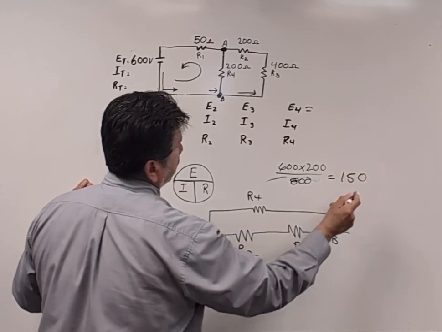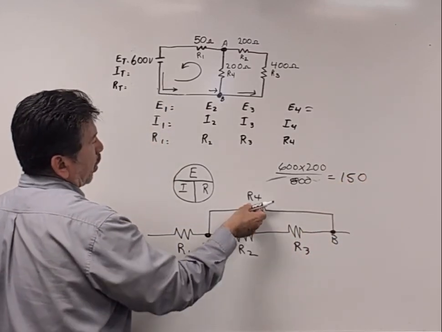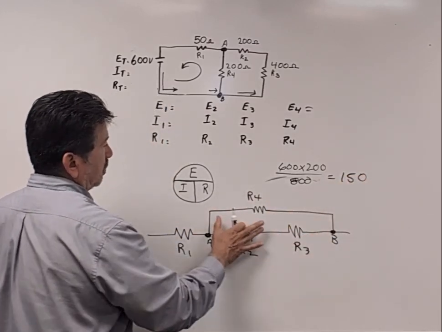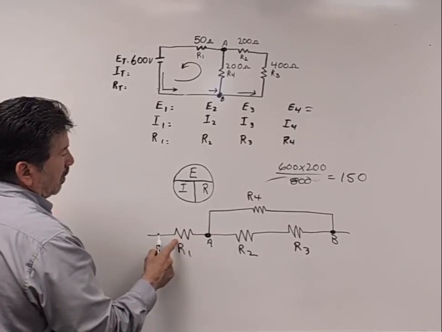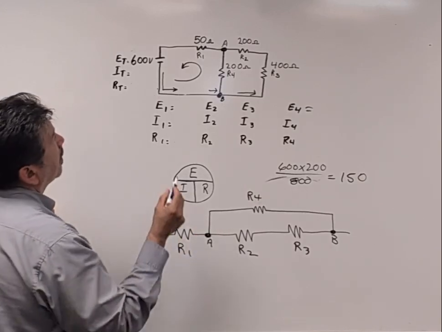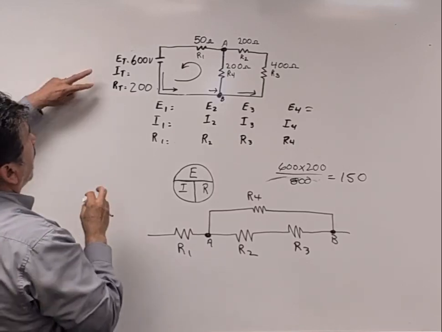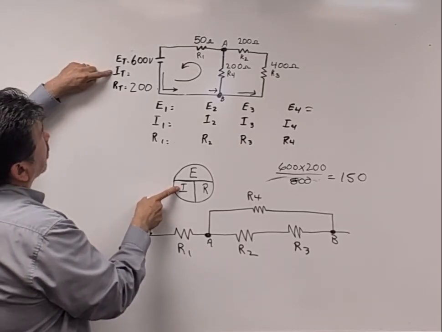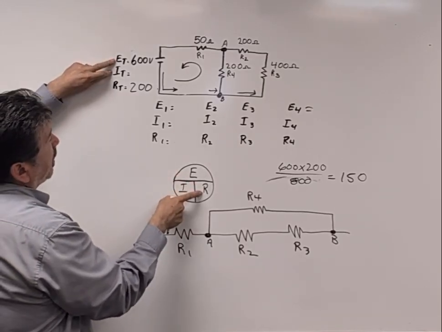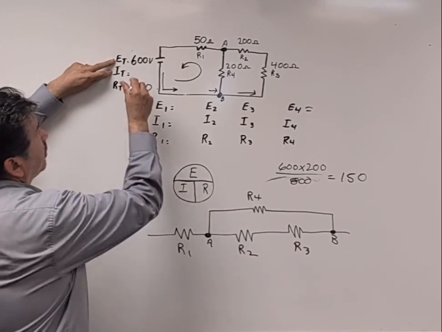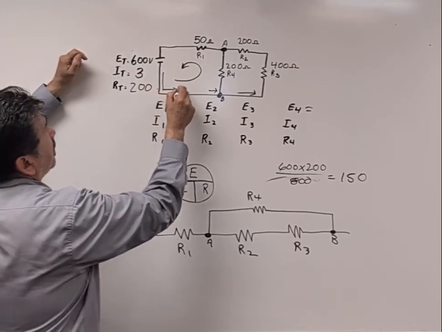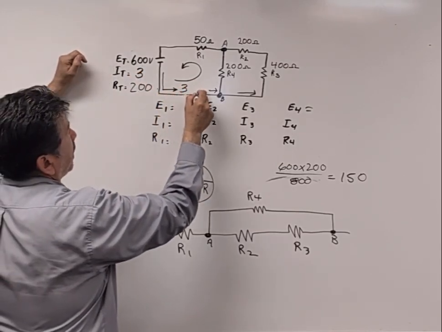Equals 150. So I know that I have 150 ohms value for this whole part, in series with 50 more, my R total is 200. I now can do math to calculate my current. I know that E divided by R is I. I have 3 amps. 3 amps flowing in this direction.